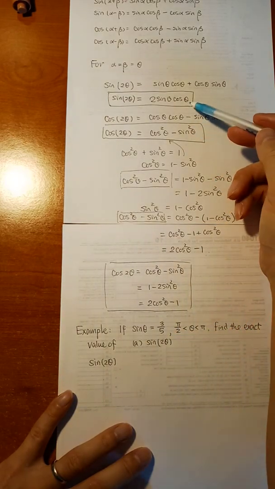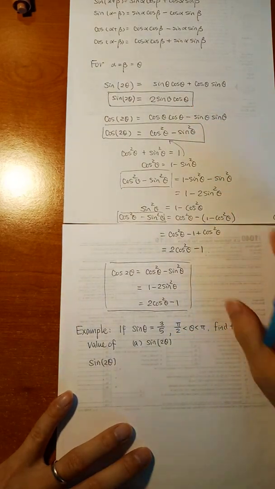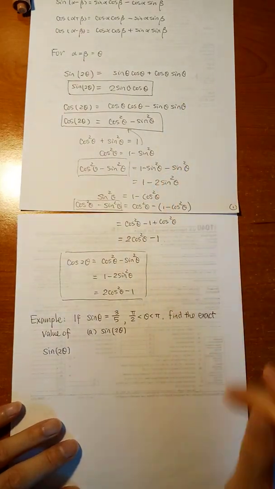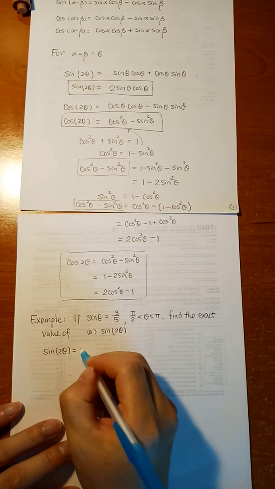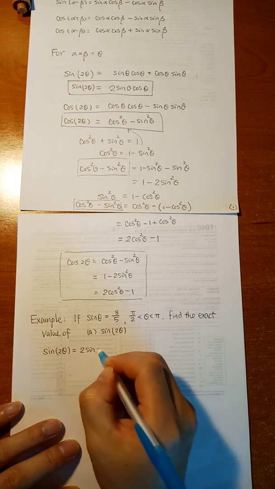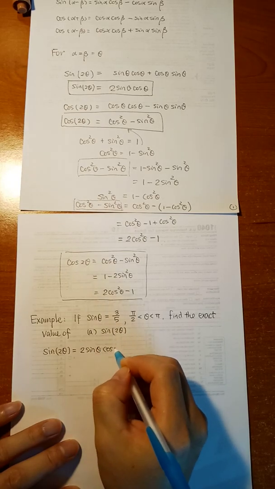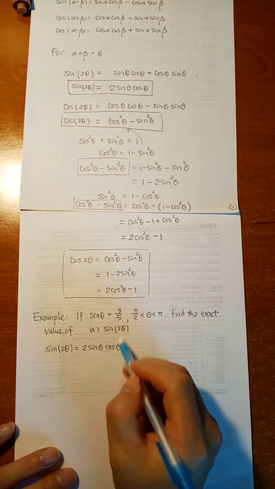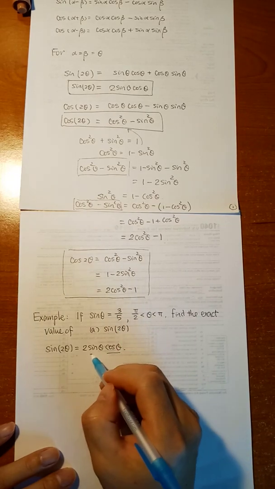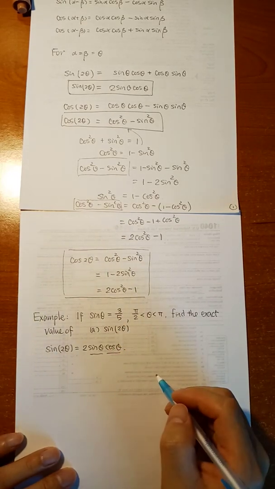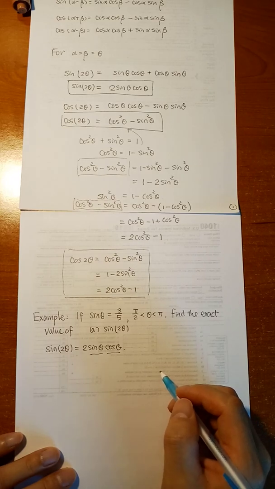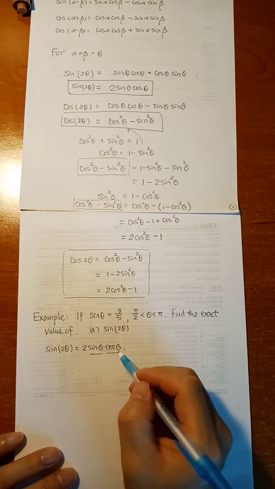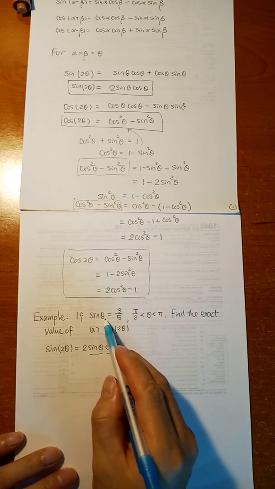By the double angle formula, sine 2 theta is equal to 2 sine theta cosine theta. So we already know the sine theta, but we don't know the cosine theta. So we have to figure out the cosine theta first. Okay, so let's try to compute the cosine theta given the sine theta.